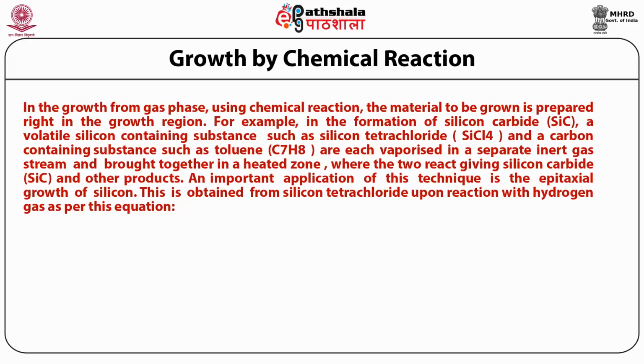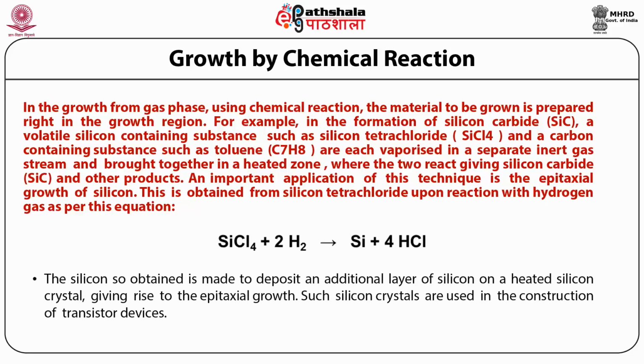An important application of this technique is the epitaxial growth of silicon. This is obtained from silicon tetrachloride upon reaction with hydrogen gas as per the equation SiCl4 plus 2H2 gives Si, means silicon, plus 4HCl. The silicon so obtained is made to deposit an additional layer of silicon on a heated silicon crystal, giving rise to the epitaxial growth. Such silicon crystals are used in the construction of transistor devices.